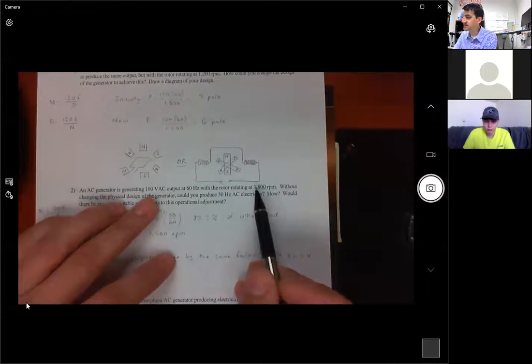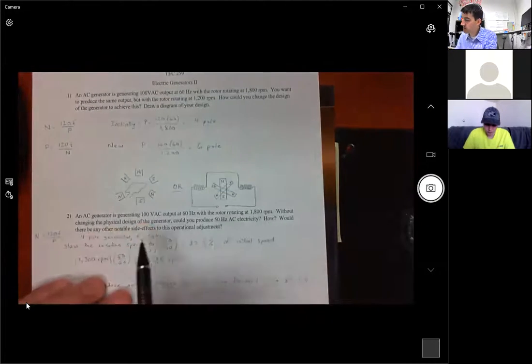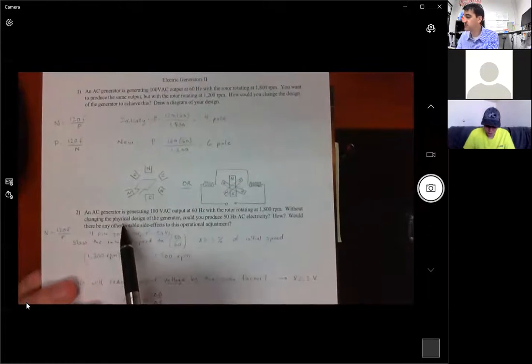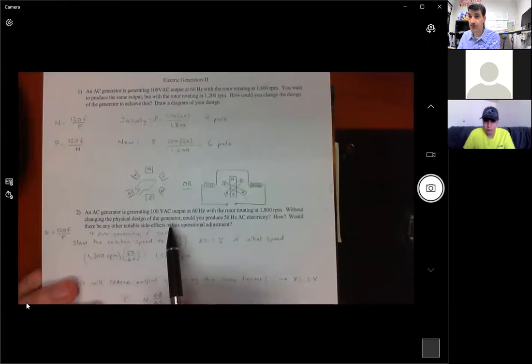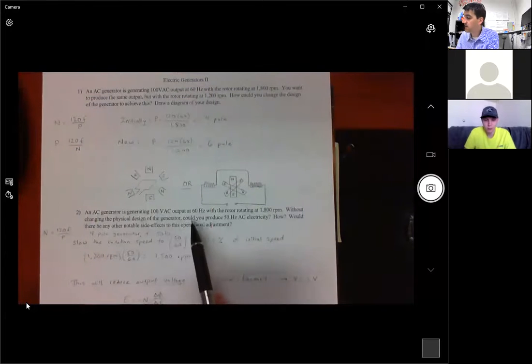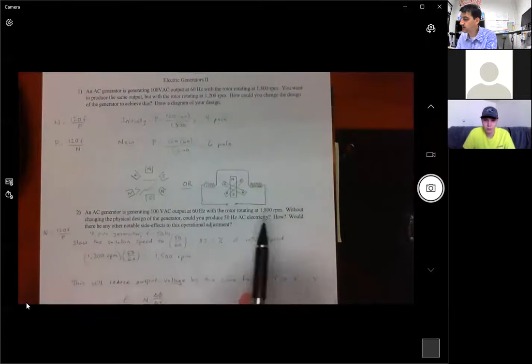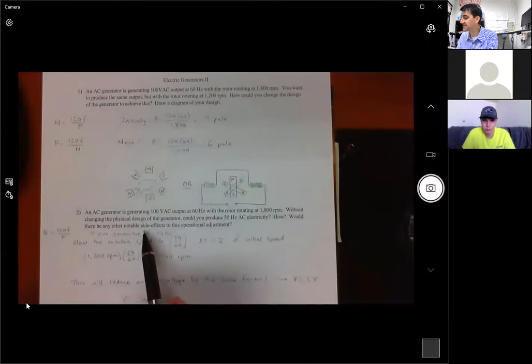So that's pretty much the exact same thing that we had initially in number 1 without changing the physical design of the generator. So now we can't change anything like the number of poles. We can't change the design of the generator, but could I still produce 50 hertz AC electricity? How could I do that? Would there be any other notable side effects to this operational adjustment?